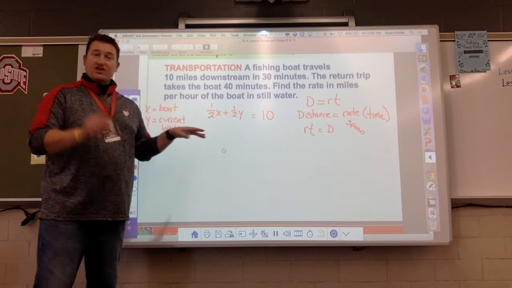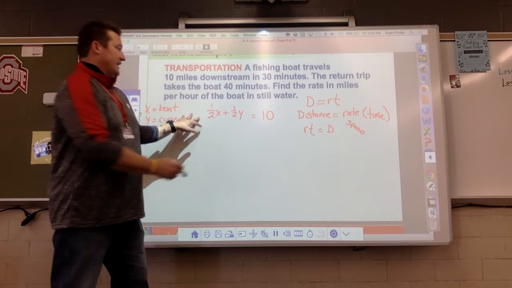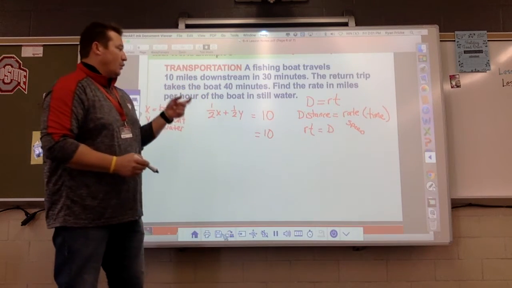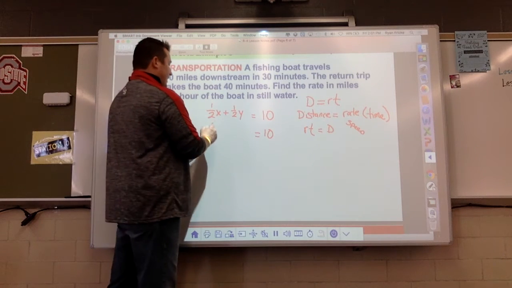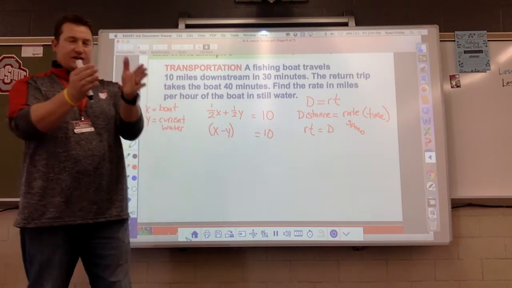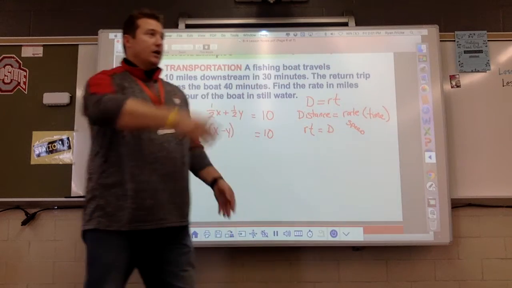My second equation is going to look very similar to the first one, but think about it. It's still going to equal 10 because the distance doesn't change. What changes is my rate and my time. My rate, in this case, the water is slowing me down. The speed of the boat hasn't changed. We're still going 10 miles an hour.